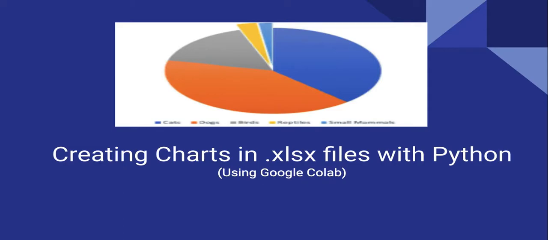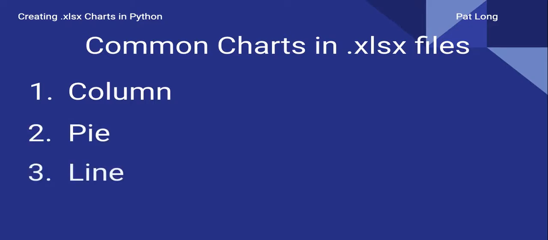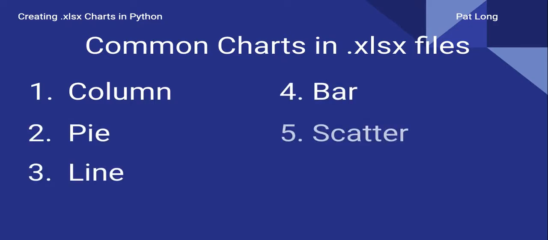So welcome to the sixth video in a series about creating charts in .xlsx files with Python using Google Colab. In this video we're going to be looking at creating combined charts where we combine one or two different types of .xlsx charts. In previous videos I've looked at some of the other common charts in .xlsx files, including column, pie, line, bar, and scatter. And in this one we're going to be looking at combined, which in this example is going to involve combining a line and a column chart.